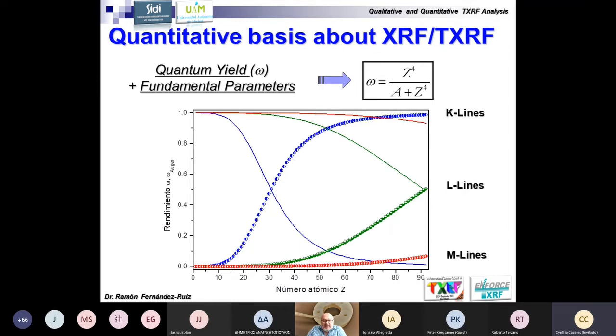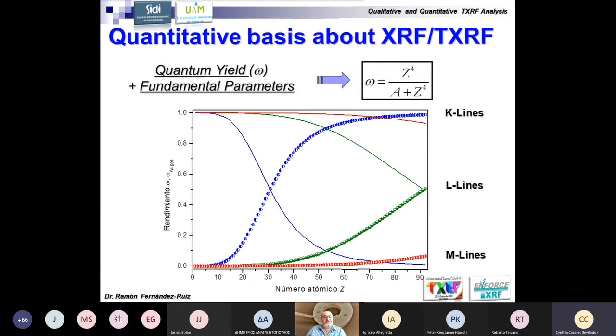Okay, here I only want to comment that in all cases, for all the atoms, we are going to find always that the intensities of the K lines are higher than the L lines and higher than the M lines, for all the atoms. And this is a good aspect, because it always follows this sequence.